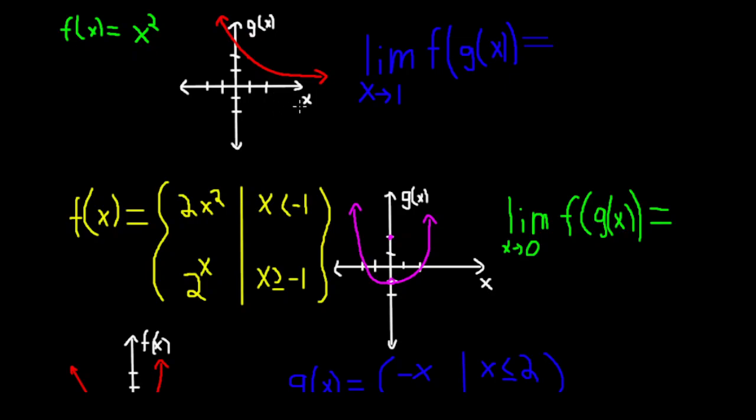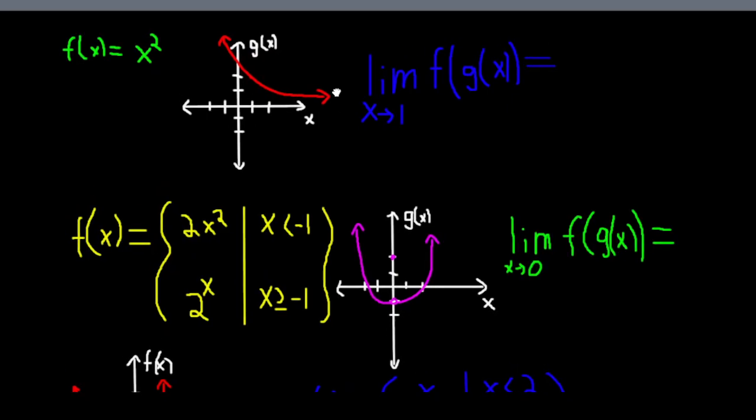Alright, so last time I talked about limits of sums and limits of products, and now we'll be doing limits of compositions. So here we go. Here's our f of x is x squared, and here we have a graph of g of x. You want to find the limit of f of g of x as x approaches 1.